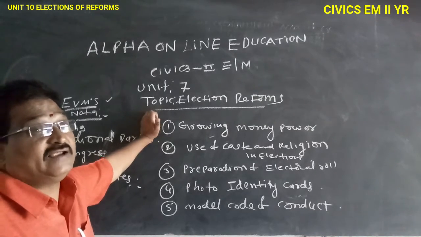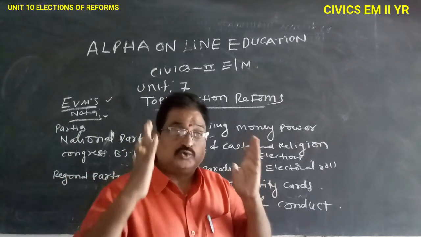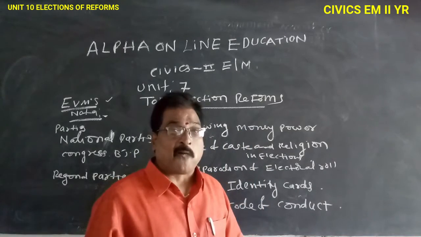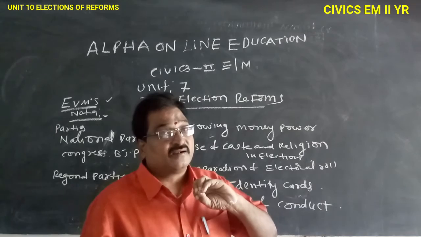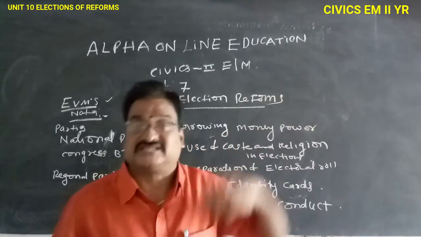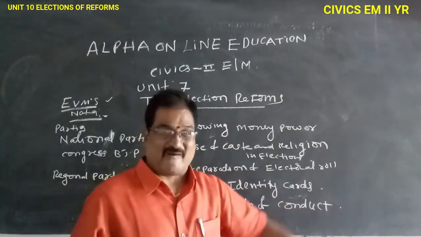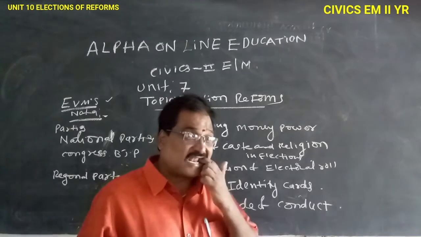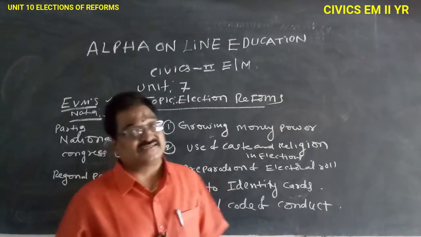Once upon a time, the people used their vote truthfully. At that time, the people did not take any money. They used their vote truthfully. Now at present the system is totally changed. Once upon a time, the common man could also contest in elections.